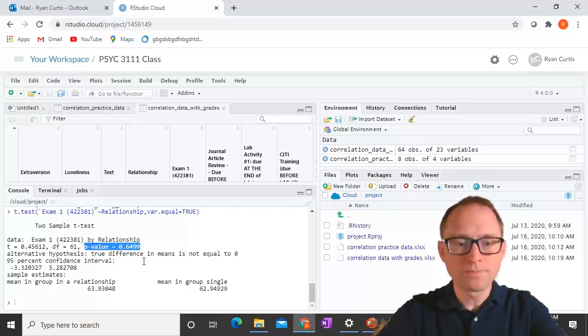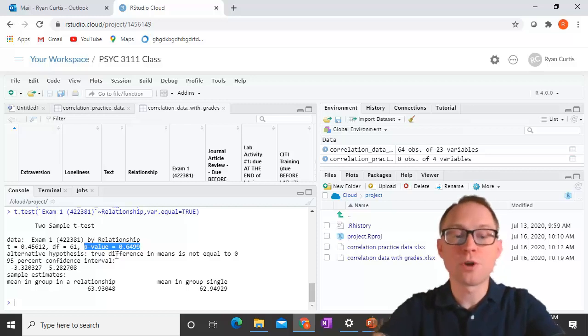So this p-value is saying there's basically a 65% chance that we would get this result if the null hypothesis is actually true, if there's no effect of your relationship status on being single. And what that means is that normally the standard is at least 0.05, right? An alpha of 0.05. In which case, this is much greater than 0.05. We have to fail to reject the null hypothesis.